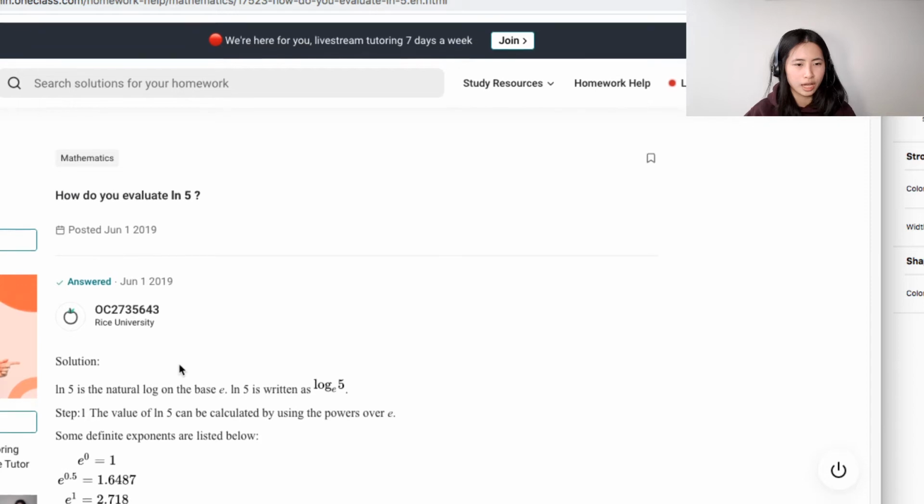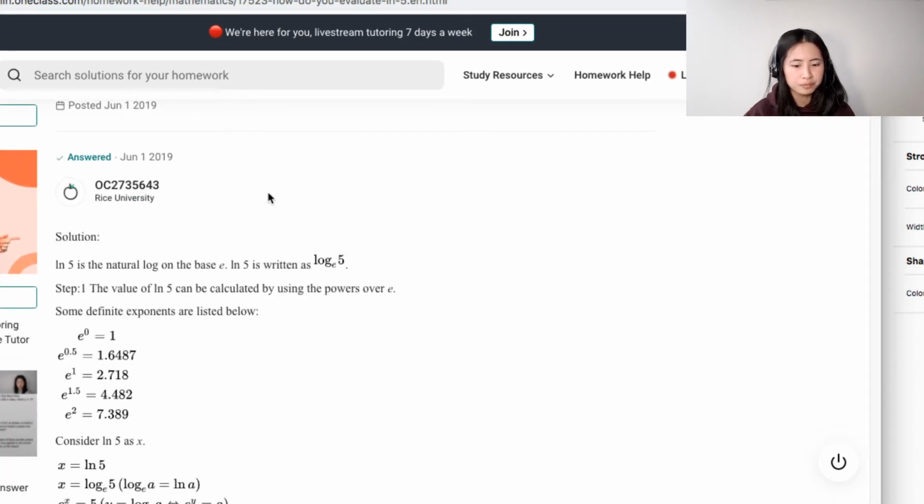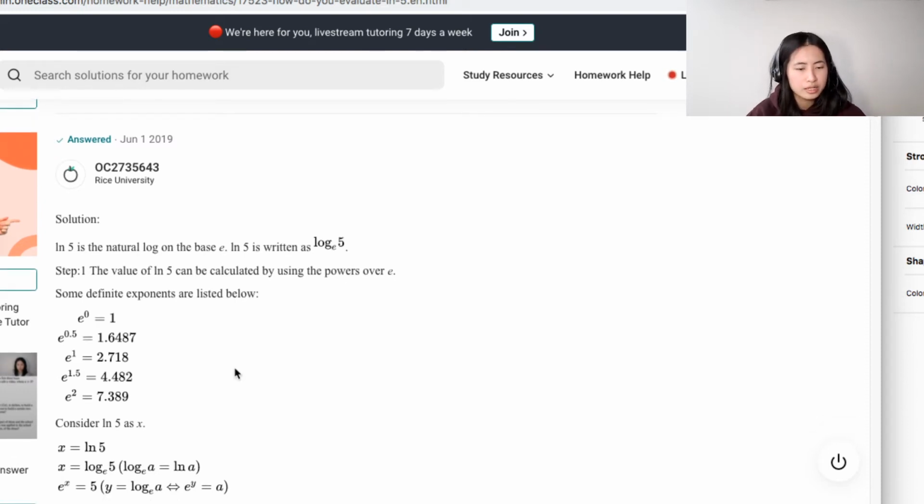Okay, so now let's look at this question. How do you evaluate the ln of 5, right? Okay, so when you're trying to evaluate ln of 5, they're saying that ln of 5 is a natural log on the base e, which is log e of 5, because it's a natural log. And then it says the value of ln 5 can be calculated using the powers of e.